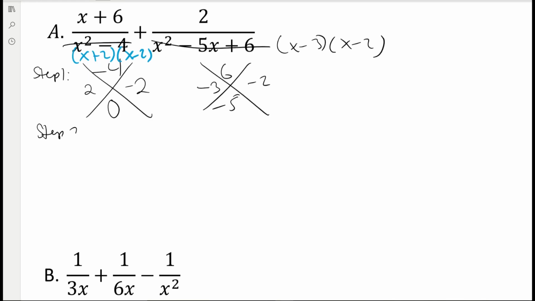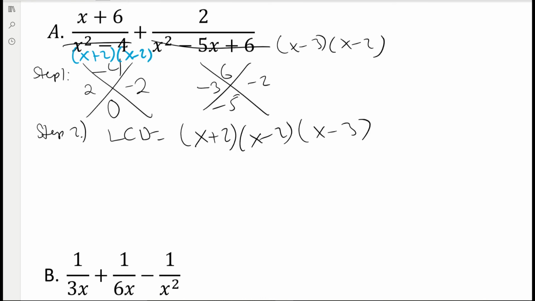Step 2, we're going to be looking at the factors. So LCD, well, they have an x plus 2, they have an x minus 2, and they also have an x minus 3. They have one of each, so put them together. That is my least common denominator.